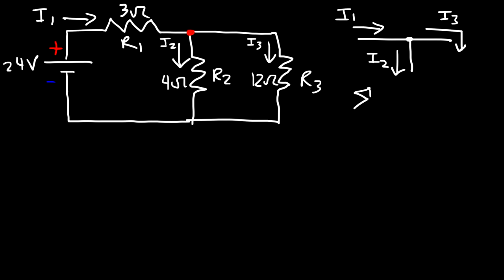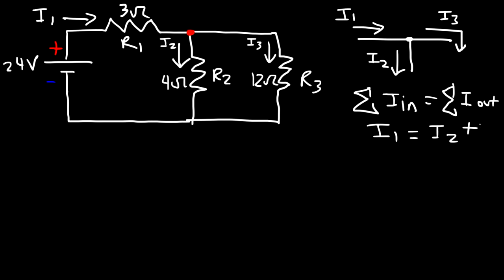Now, according to his junction rule, the current that enters the junction is equal to the total current that leaves the junction. So the only current entering the junction is I1. The other two currents are leaving the junction, so I1 has to equal the sum of I2 plus I3. So that's one equation that we have so far, and we're going to use it later.